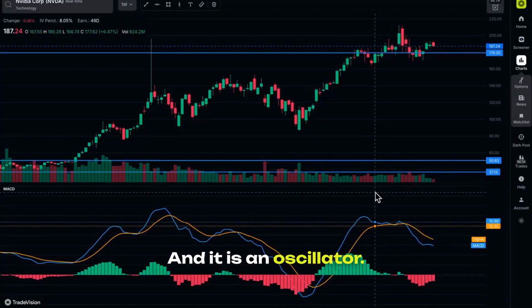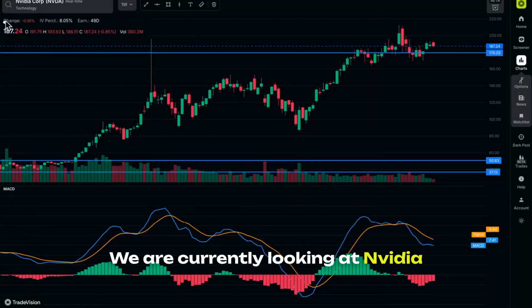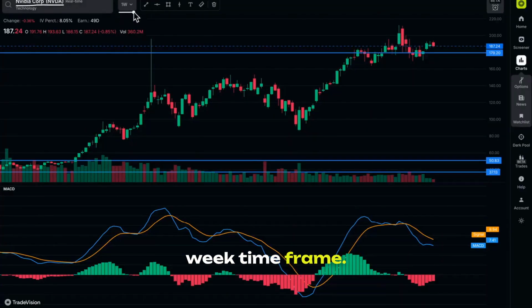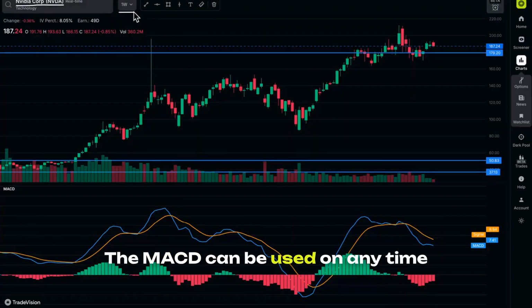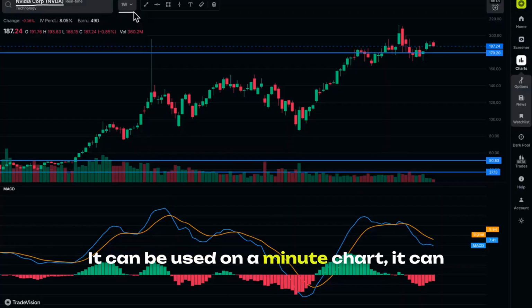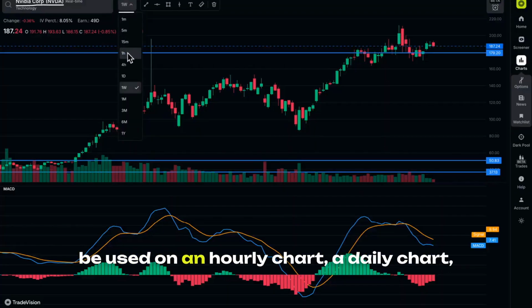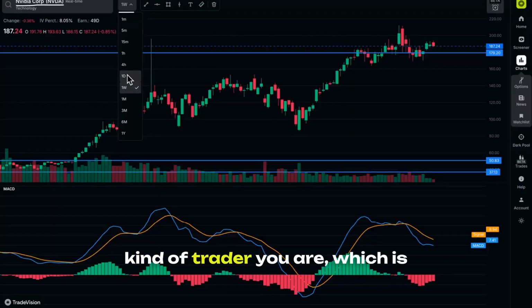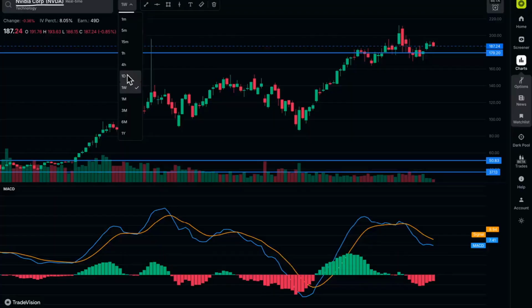And it is an oscillator. We are currently looking at NVIDIA, and we are currently looking at the 1 week time frame. The MACD can be used on any time frame. It can be used on a minute chart, an hourly chart, a daily chart, whichever you prefer depending on what kind of trader you are, which is awesome.